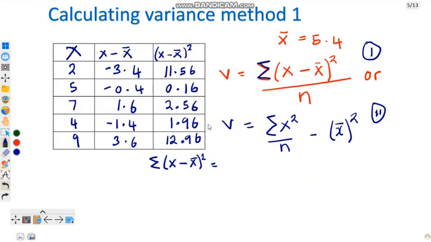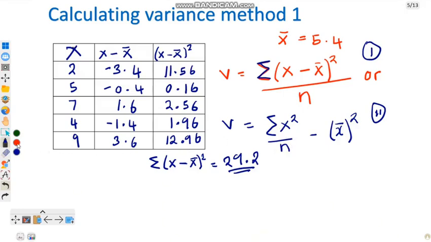We say 11.56 plus 0.16 plus 2.56 plus 1.96 plus 12.96. So the summation that we are getting is 29.2.